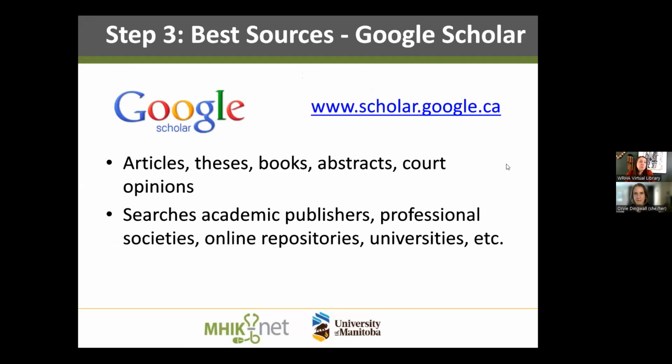So the difference between Google and Google Scholar: Google will index websites and links, whereas Google Scholar will be indexing scholarly sources. So articles, theses, books, abstracts, court opinions, and it's searching academic publishers. So things that have been published formally, professional societies, looking at online repositories and universities.